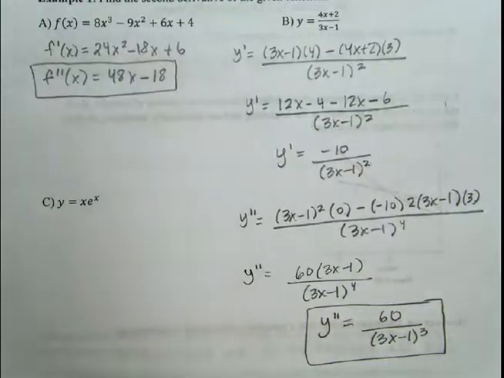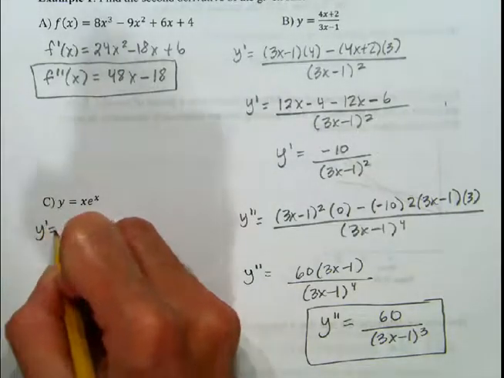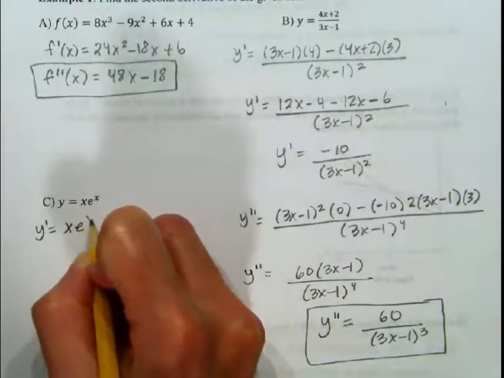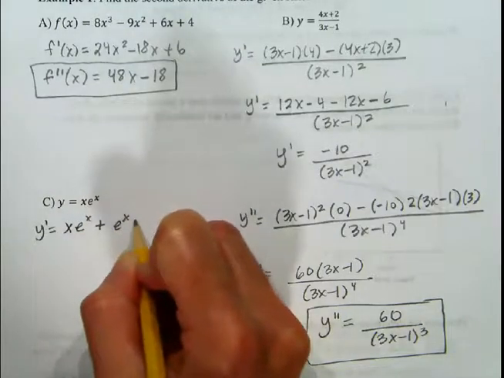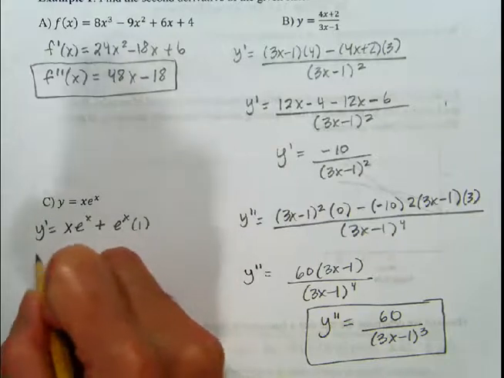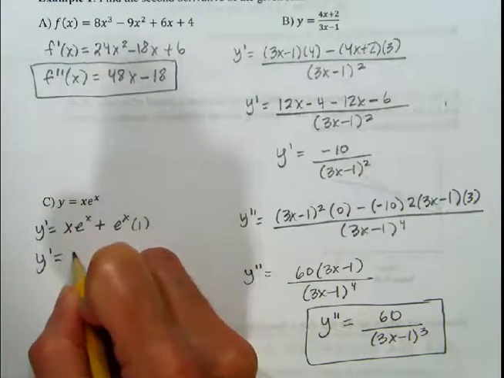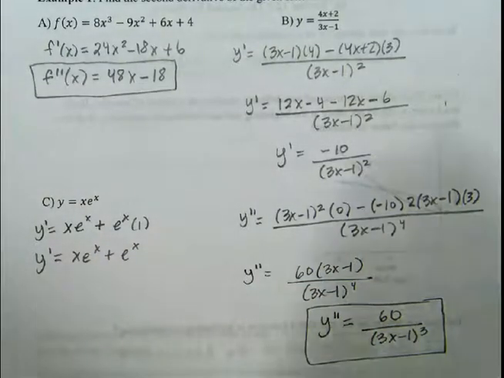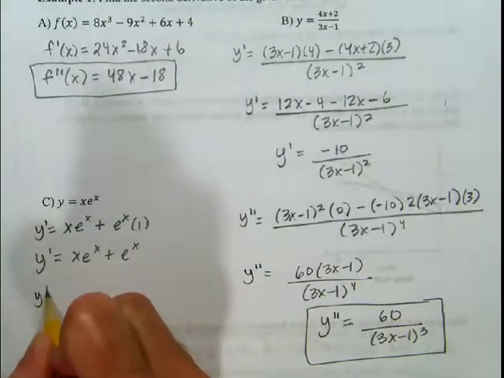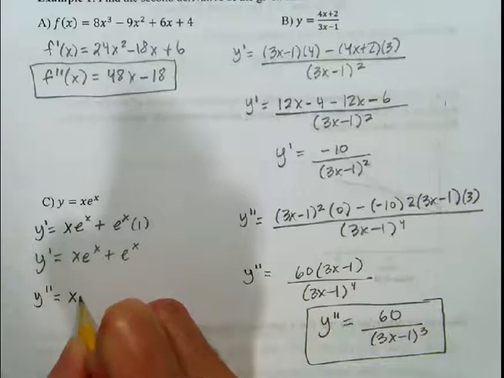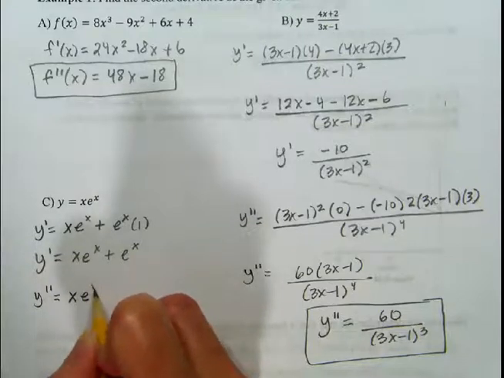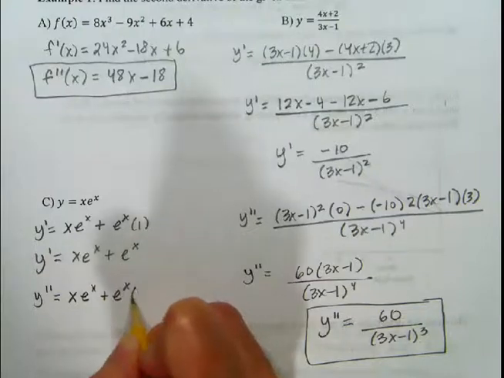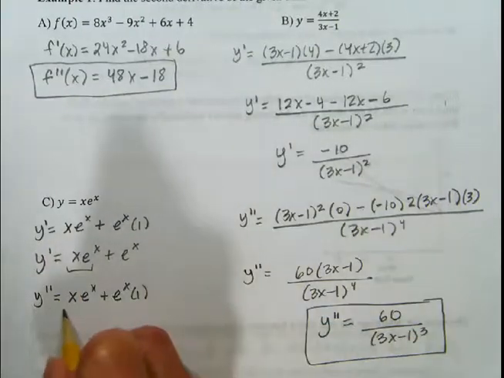And then on part C, this has x times e to the x, so that is our product rule there. First derivative would be the first one times the derivative of the second plus the second times the derivative of the first. That would give us x e to the x plus e to the x. That's our first derivative. The second derivative is the derivative of that. So that is going to be first one times derivative of the second plus second times the derivative of the first. That's for this chunk. Okay, that's where that came from.